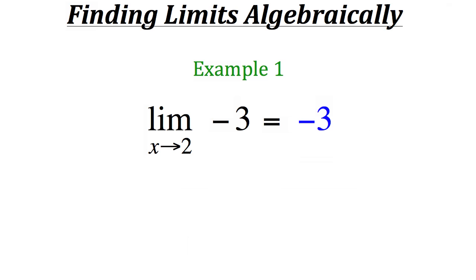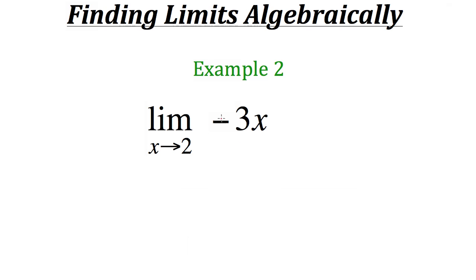Now let's take this up a notch. Let's see how we find the limit when we have something like this. This time, we want to find the limit of -3x as x approaches 2. And instead of our function being constant, we now have a variable in the mix. And the way that we could find the limit of a monomial function, or a function with just one term, all we need to do is plug in that x value that we're approaching.